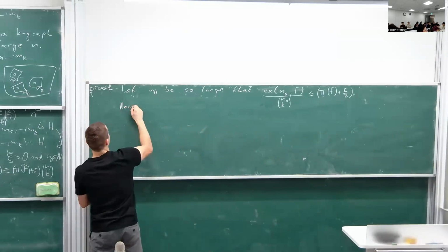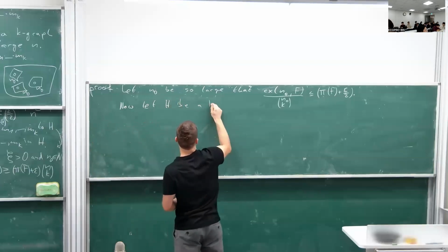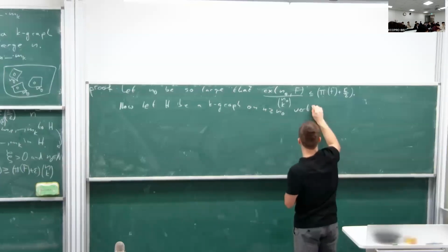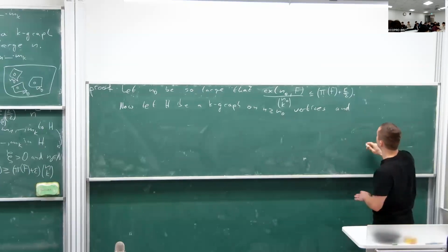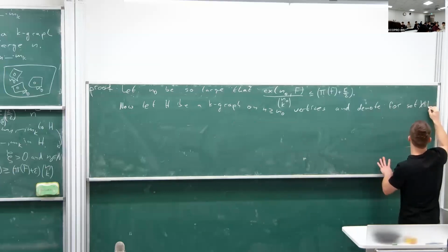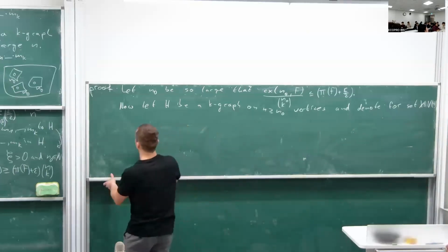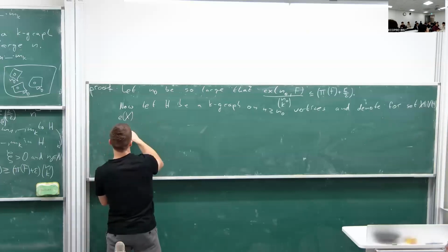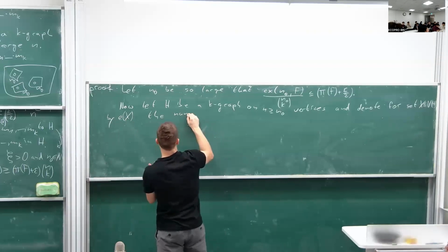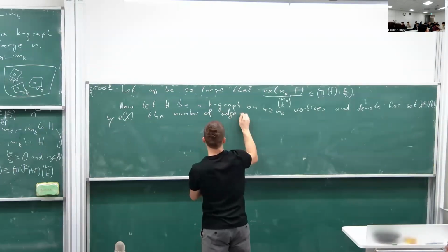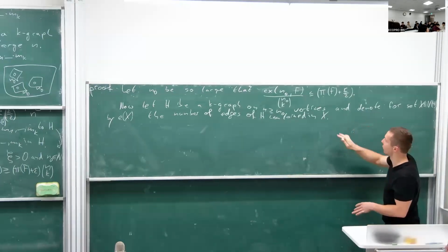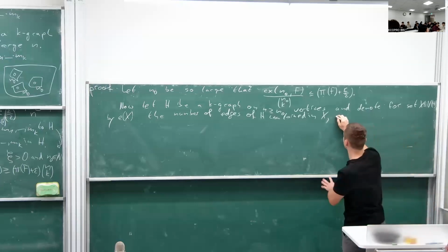Okay, so now let H be a k-graph on n vertices, and denote for every set X of vertices by e(X) the number of edges that H sees on X. Okay, and further, let's also assume, of course, that our H has the right edge density.